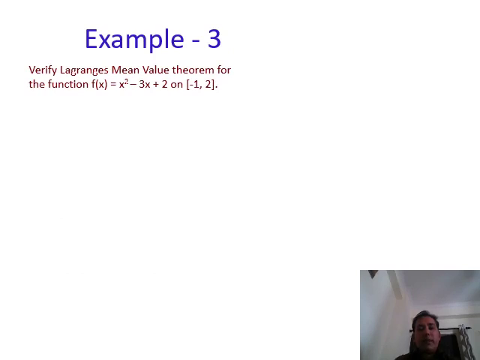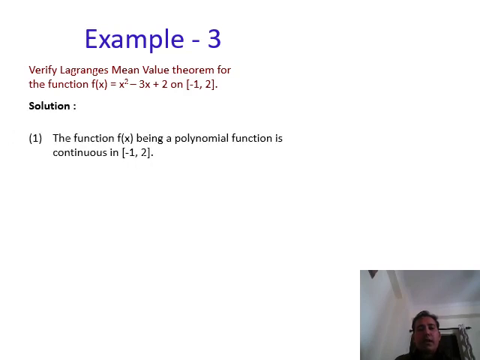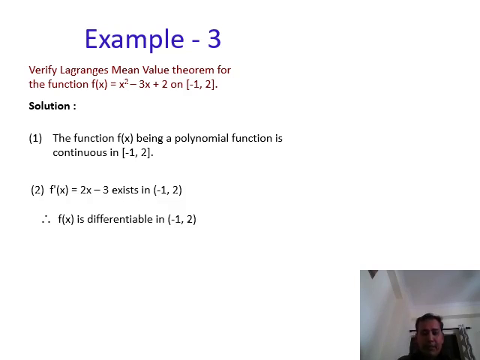Example. Verify Lagrange's mean value theorem for x³ minus 3x plus 2 on the interval [minus 1, 2]. Solution. f(x) is a polynomial function, therefore it is continuous in [minus 1, 2]. Now f'(x) is 3x² minus 3, which exists in (minus 1, 2), therefore f(x) is also differentiable in (minus 1, 2).